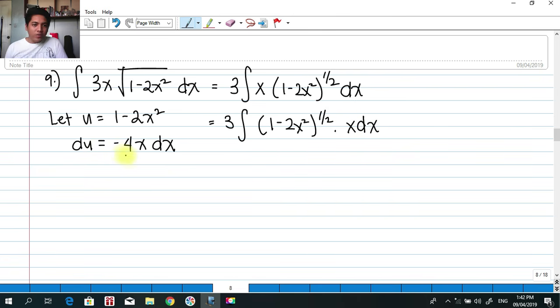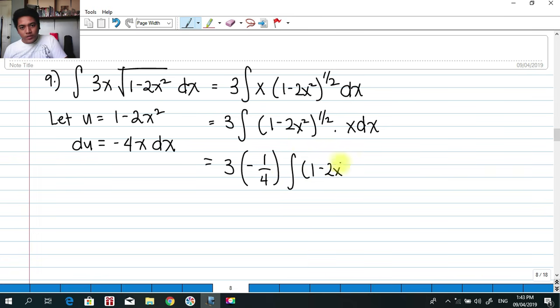But in our du, we have what? Negative 4x dx. So what we are going to do is, simply, 3, okay? So we will be adding negative 4 here. So we must also add outside of the integral, or multiply it by, negative 1 over 4. Integral of 1 minus 2x squared raised to 1 half times negative 4x dx.